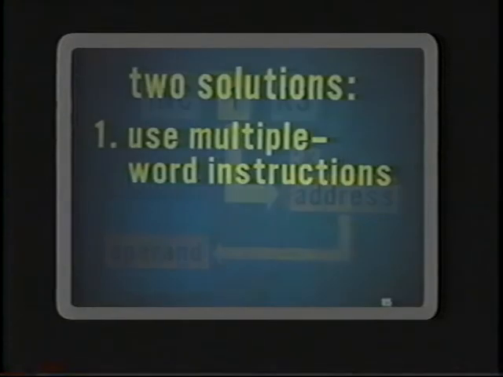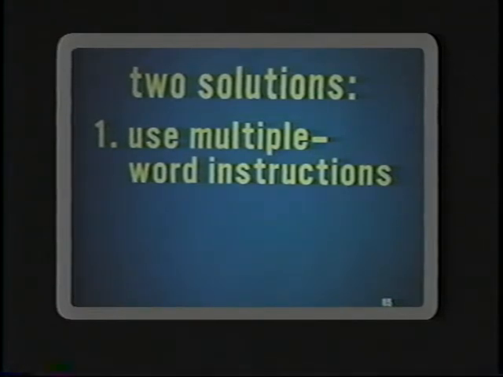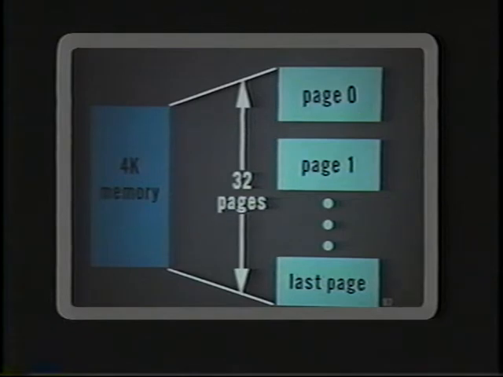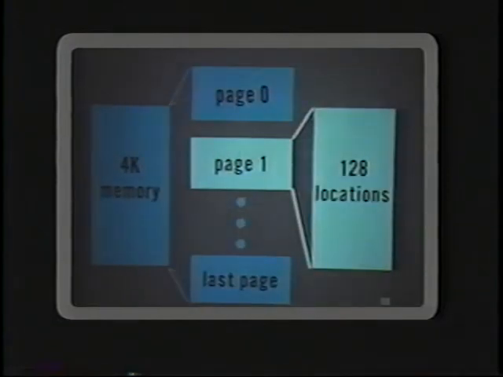On the other hand, a 1 in the mode field indicates that register R3 contains the memory address of the operand. Up to this point, we have discussed two solutions for our addressing problem. We can use multiple word instructions to increase the size of the operand field, or we can use general-purpose registers to point to the memory locations of the operands. Another alternative is to divide memory into smaller, more easily addressable segments that are called pages. In this example, we've divided 4K of memory into 32 pages. Each page, in turn, contains 128 storage locations.